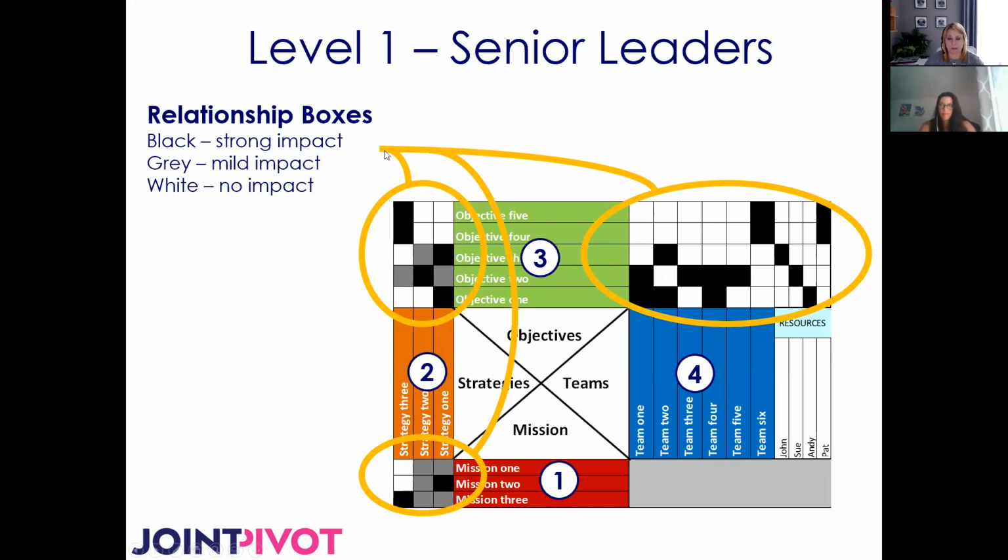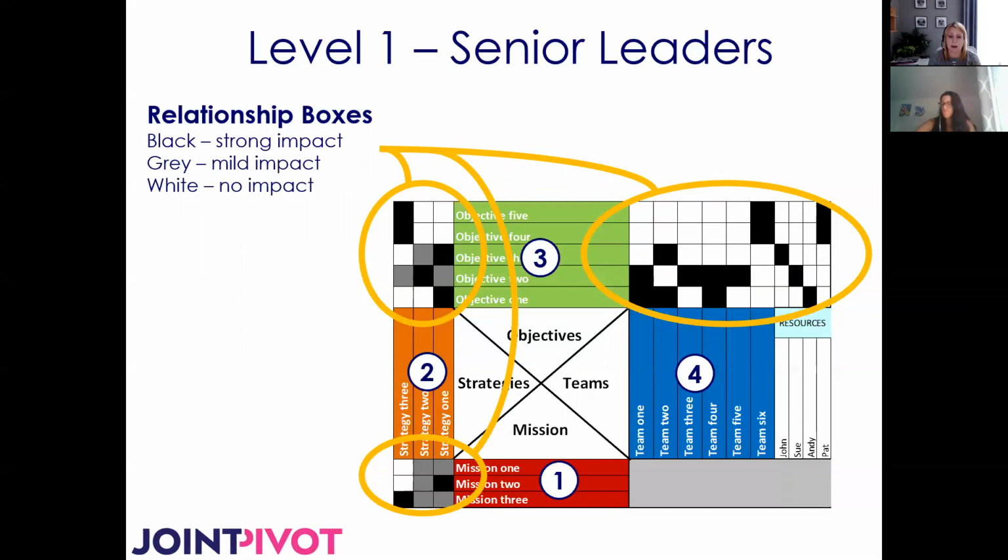So this is one of the most powerful tools as part of Hoshin that I love to do, and that is going through and filling out these relationship boxes. For us, that black box, when you're looking at the correlations, means that there is a strong impact or strong relationship between that mission or that strategy or that objective. If it's gray, that means that there might be a mild relationship or mild impact between those two. And if it's white, that means that there is no impact there.